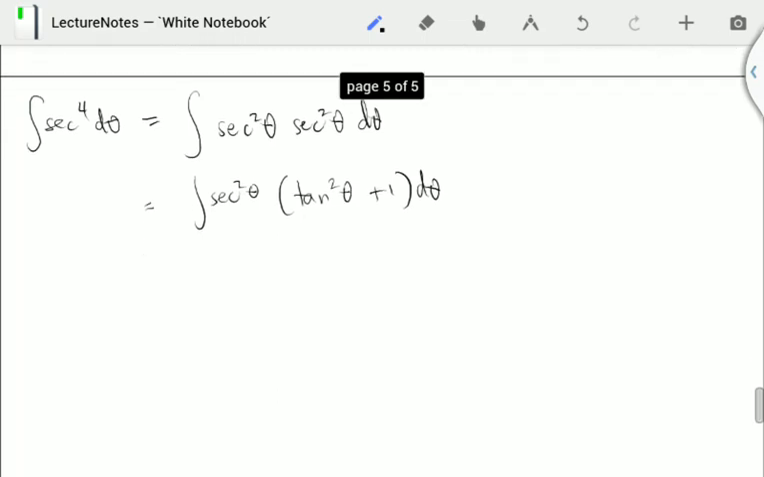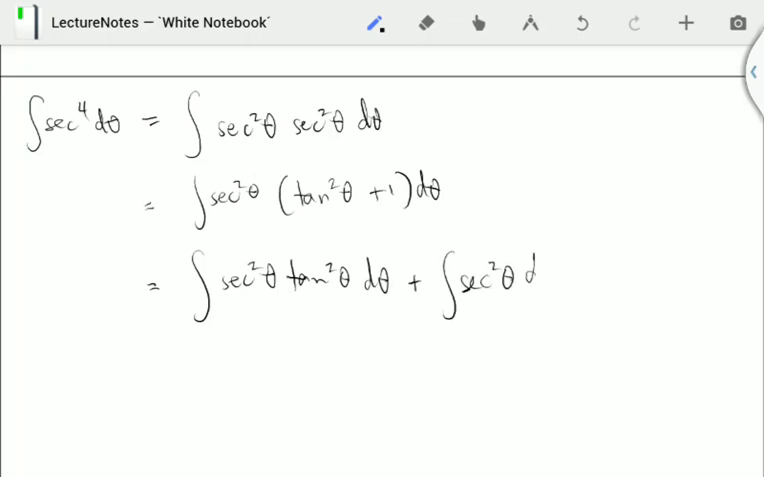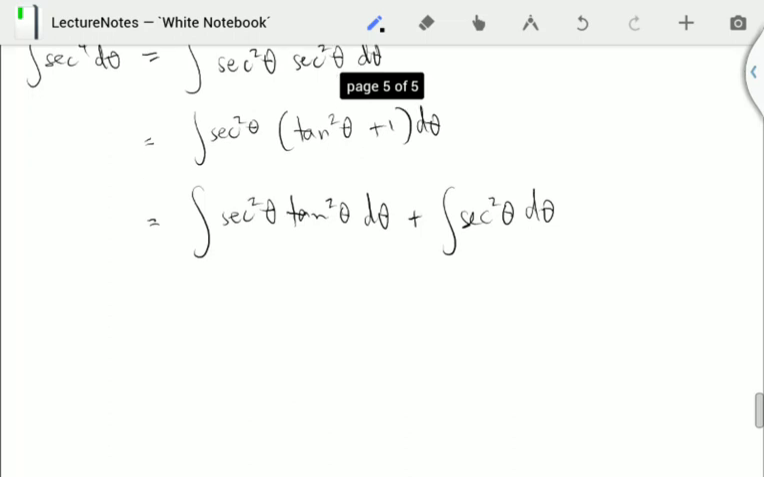And of course, after doing that, we can distribute. Sec squared theta tan squared theta d theta plus the integral of sec squared theta d theta. Of course, the second term here, that's just tan, right? The integral of sec squared is just tan.